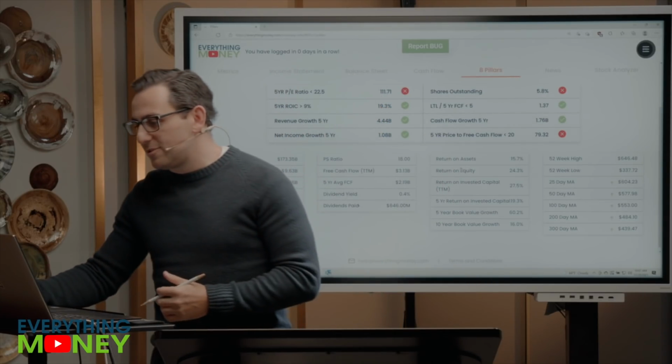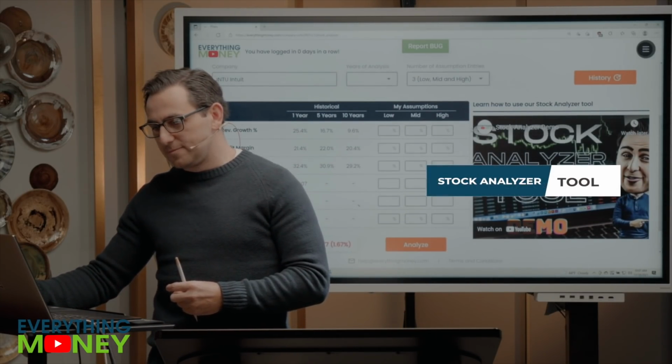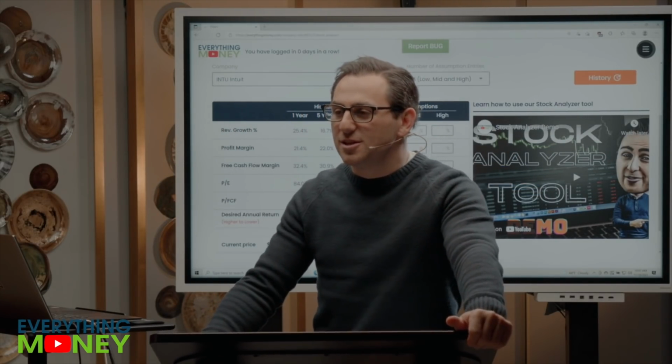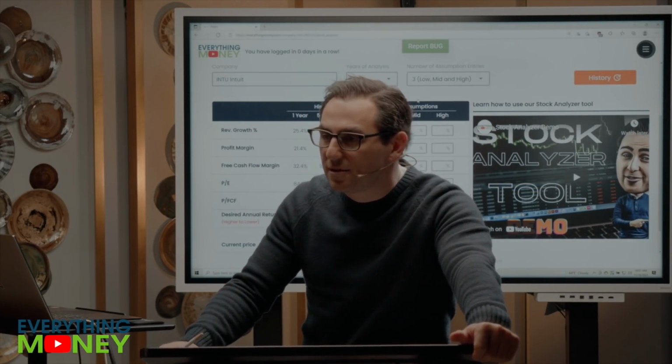Anyhow, now we're going to use a stock analyzer tool. This has been super popular for people. Do any of us think that Intuit will not be around in 10 years? No. It's staying. I love it. It's been around forever. So let's do a 10-year analysis.